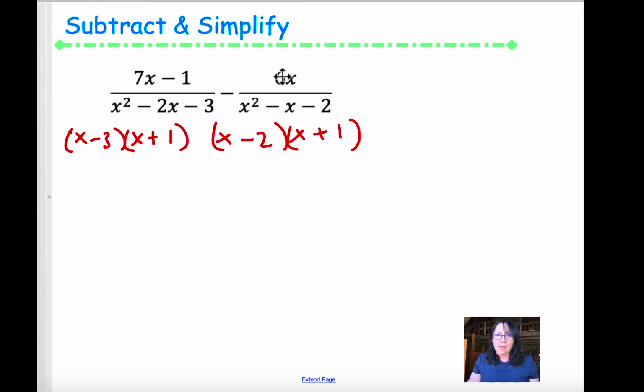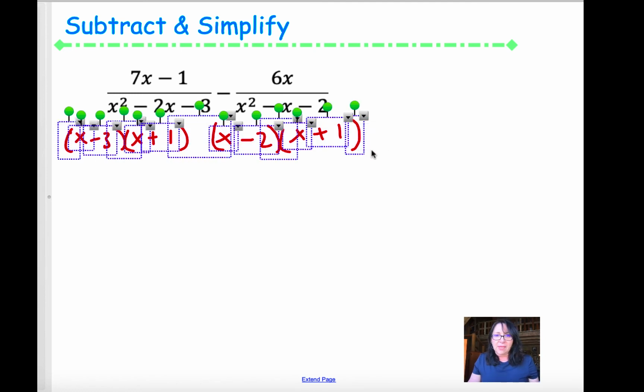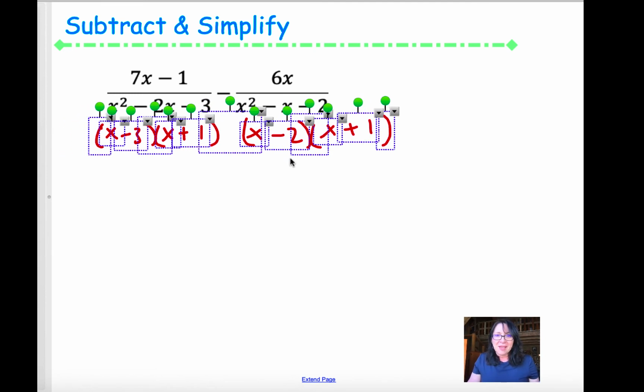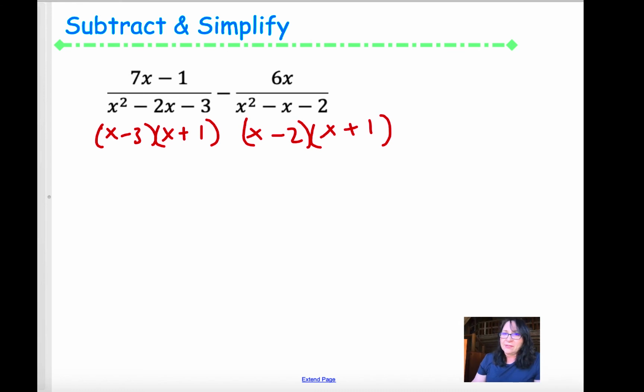And so what I'm seeing here is that I have an x plus 1 that's common. Because ultimately, I'm trying to get a common denominator so I can add the numerators. That's what you're trying to do. Combine these two into one term. And in order to combine them into one term, you need a common denominator. So x plus 1 is going to be one of my denominators. Check. They both have x plus 1.